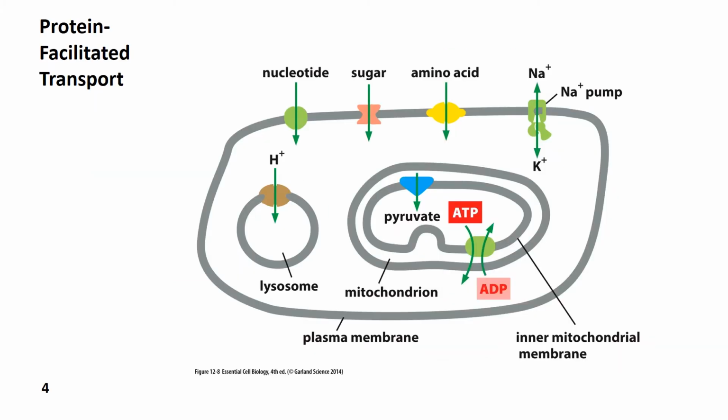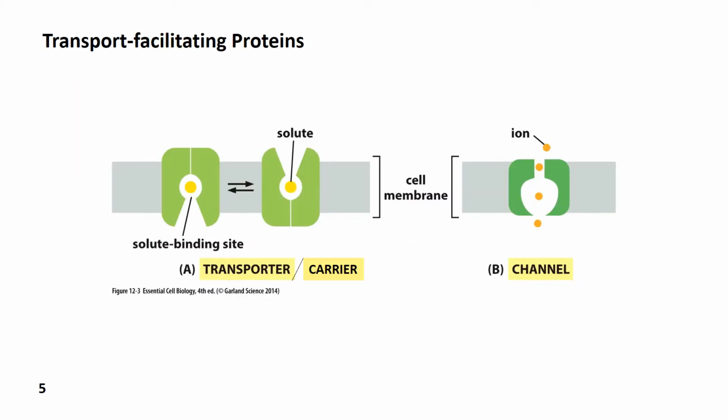Speaking about protein-facilitated transport, I do want to highlight that we're not only talking about movement of molecules across the plasma membrane, but indeed molecular movement occurs across all biologic membranes, the membrane at the surface of the cell, as well as membranes within the cell. The proteins that facilitate molecular movement come in two flavors or two varieties. The first, shown in panel A, are transporter proteins or carrier proteins.